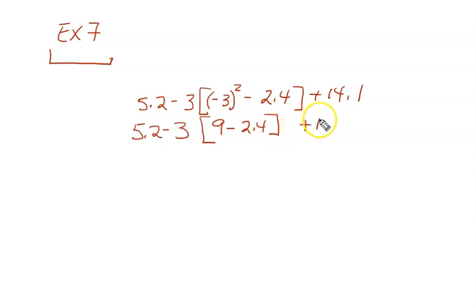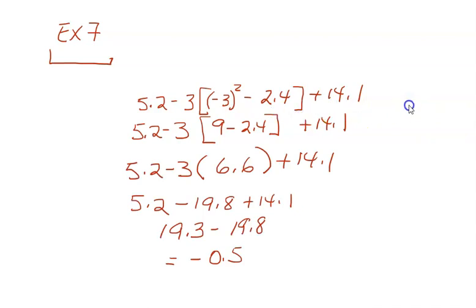And then plus 14.1. So here we're going to simplify this, then multiply it by a negative 3, and then do our addition. So let's pause while we do that. I'll give you a chance, and then I'll come back and do it with you.